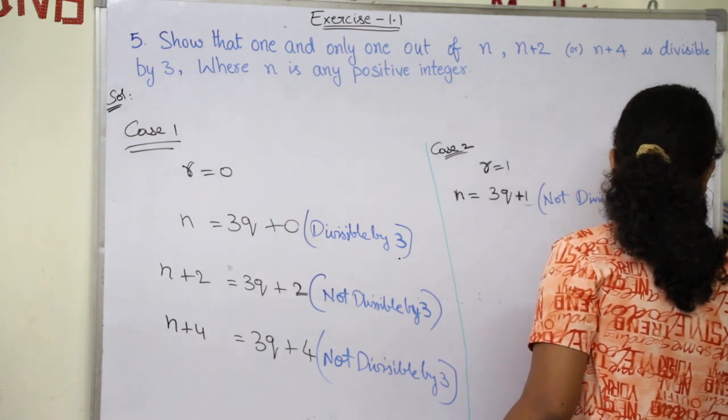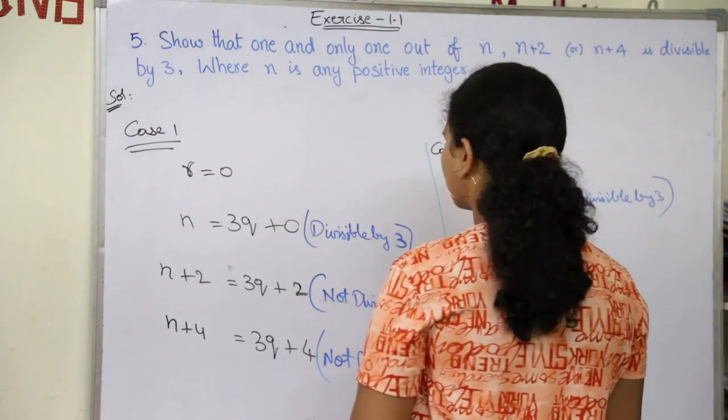This is not divisible by 3. Done. Now let's go for the next one.